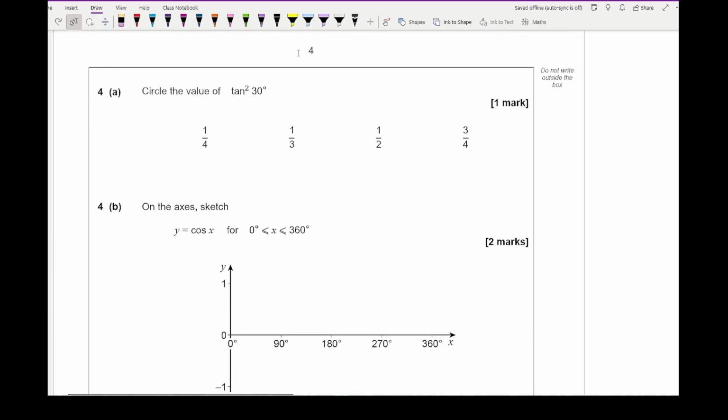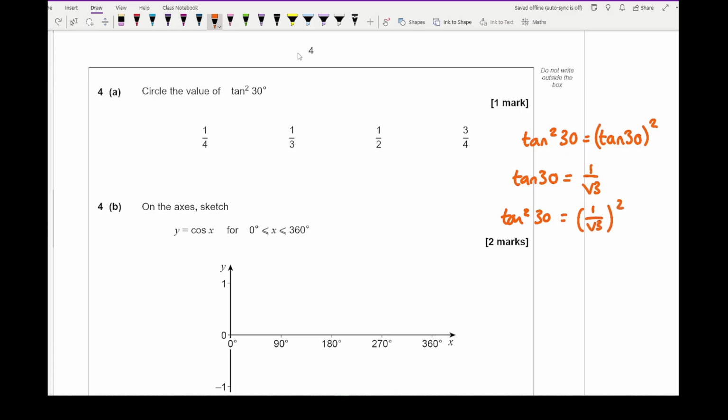Moving on to question 4a, it says circle the value of tan squared 30. Now tan squared 30 is the same as tan 30 all squared. Now tan 30 is an exact-value trig that you should know, and tan 30 is 1 over root 3. So then tan squared 30 is going to be equal to 1 over root 3 squared. 1 squared is 1, and root 3 squared is 3. So the one I want to circle is the second option.